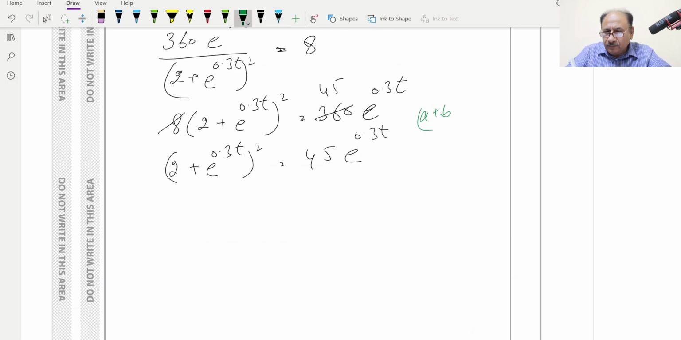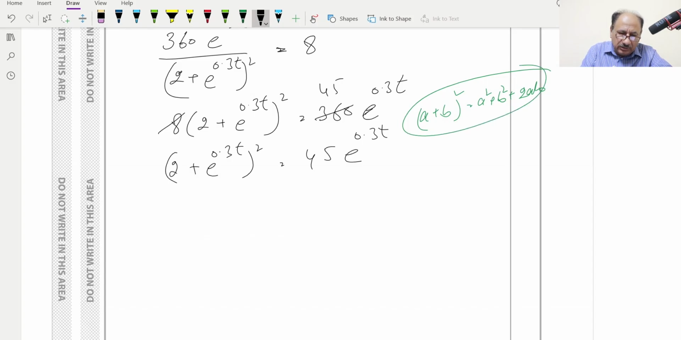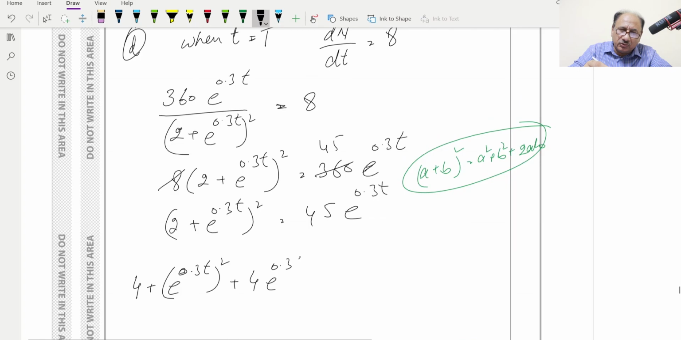We will use the square formula: a plus b squared will be equal to a squared plus b squared plus 2ab, a simple formula. This will be 2 squared, which is 4, plus e raised to the power 0.3t squared, plus 2ab, so 2 into 2, which is 4, e raised to the power 0.3t. And t is equal to capital T basically, and we are using small t, so we can change it to capital T.